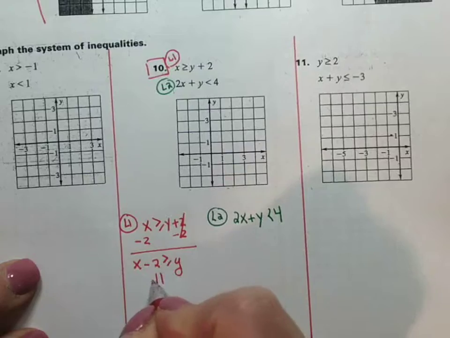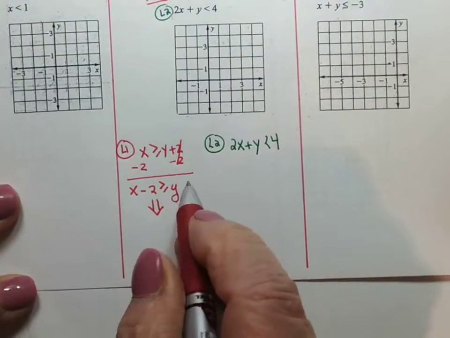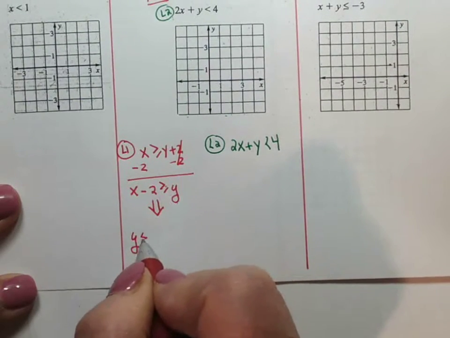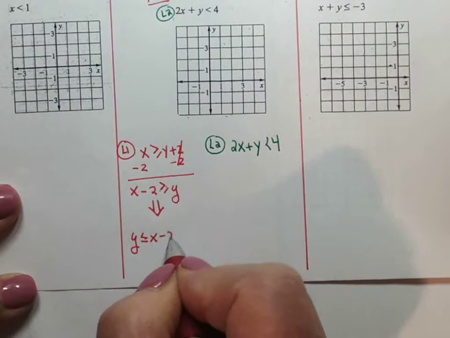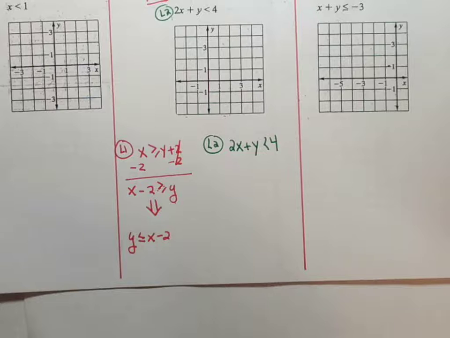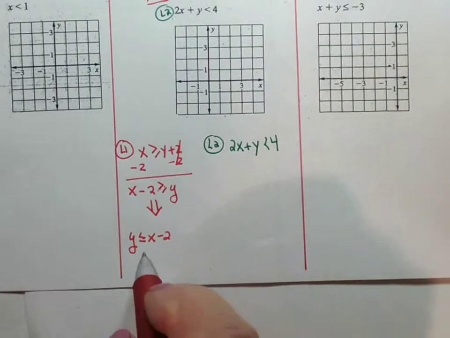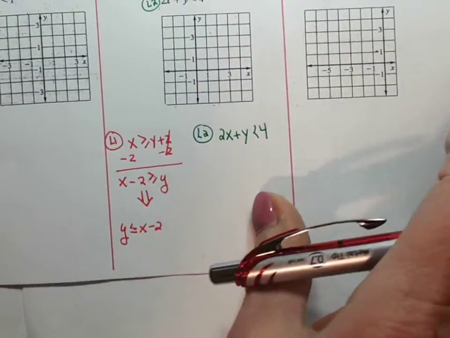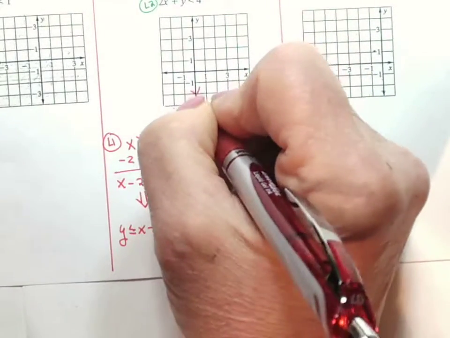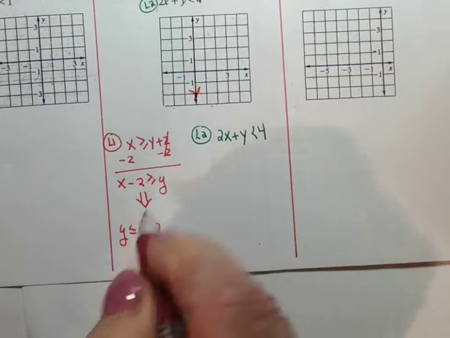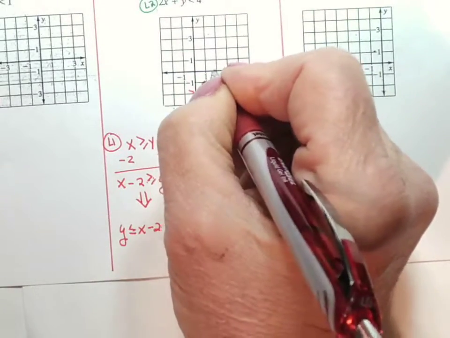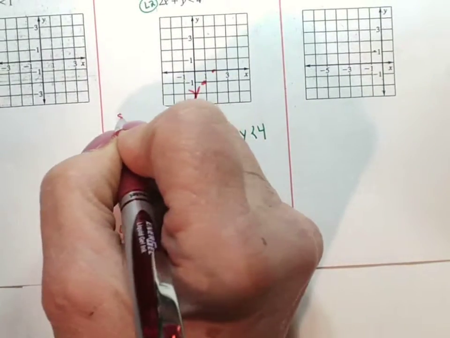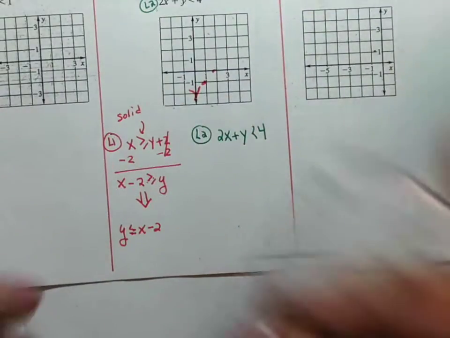which we can then rewrite backwards. Y is less than or equal to x minus 2. So that's easy to graph. Okay, the only tricky thing was getting it into y equals mx plus b. So the y-intercept is at -2. The slope is 1, up 1, up 1. There's an equal sign, so it's going to be solid. So you draw that line.